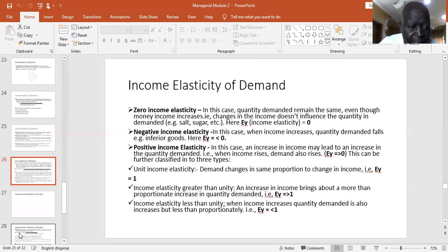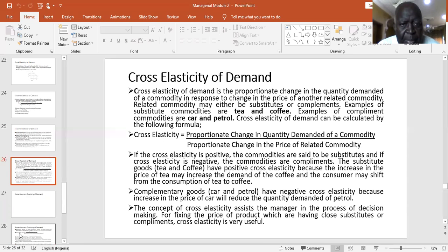Now, cross elasticity of demand. The cross elasticity of demand is a proportional change in the quantity demanded of a commodity in response to a change in the price of another related commodity. Related commodity may be either substitute or complement.